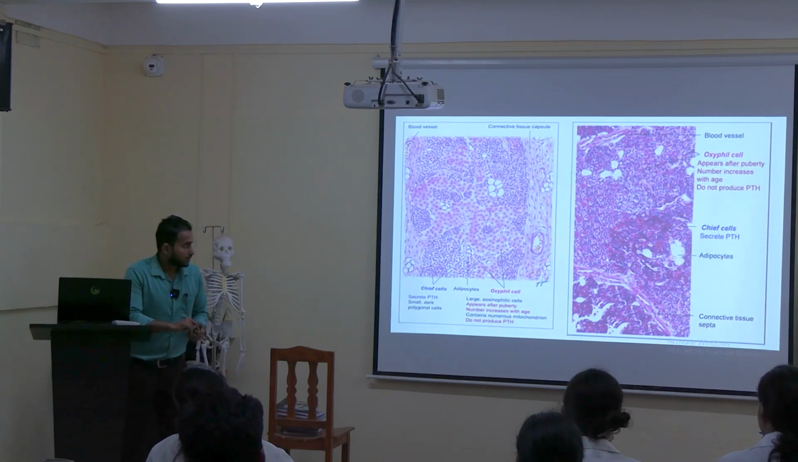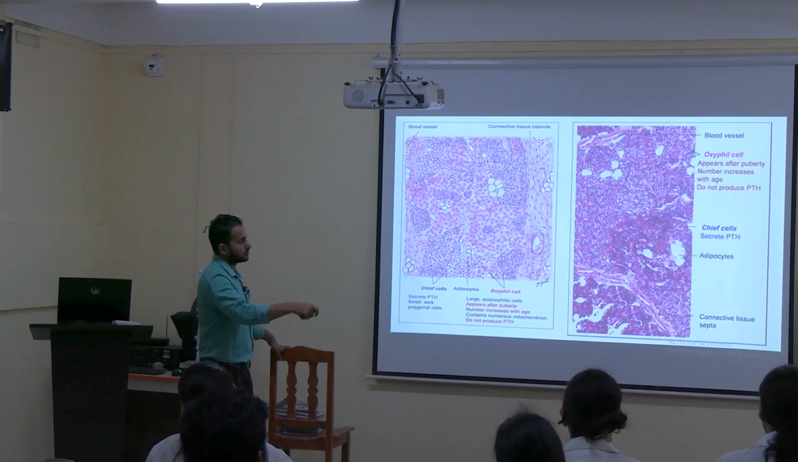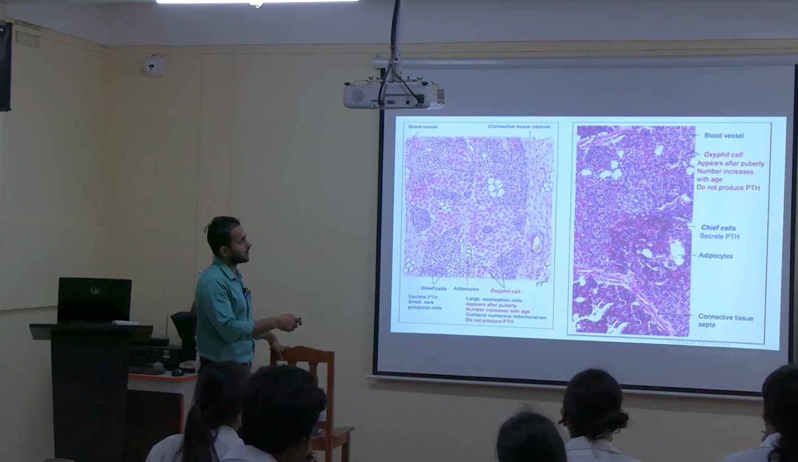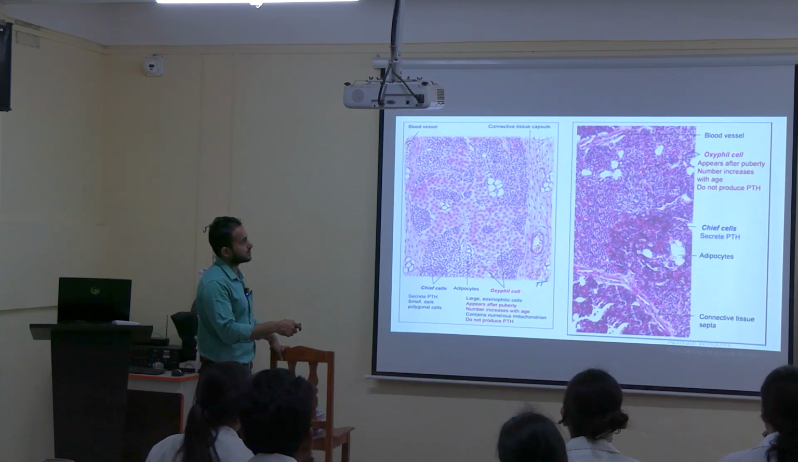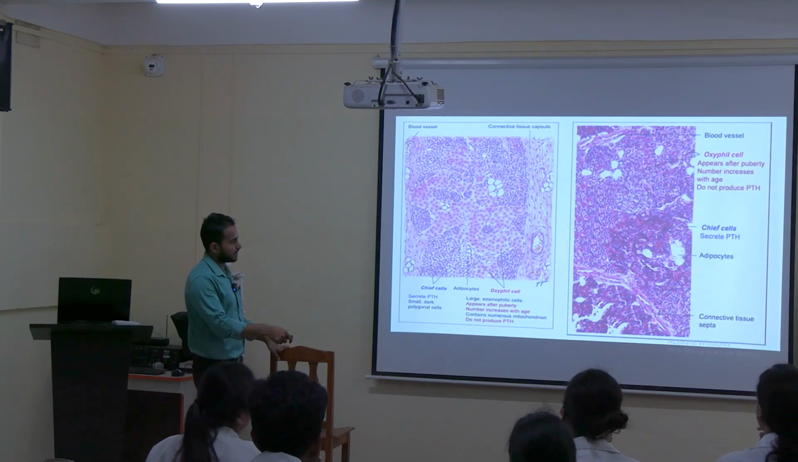Next, this is the low power magnification. Low magnification of the parathyroid gland. So what you can see, these are the blood vessels. You can see the oxyphil cells. See, these are the oxyphil cells and these are the chief cells. This is the connective tissue septa.